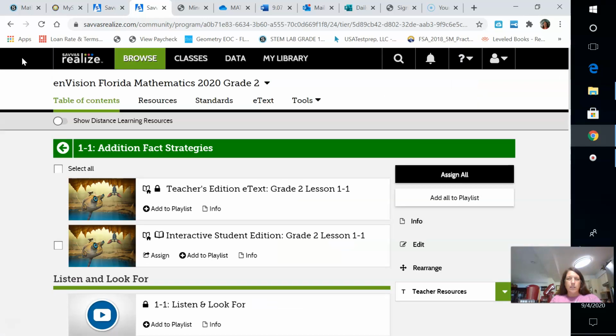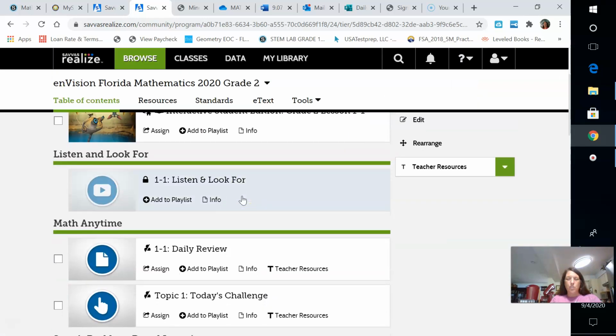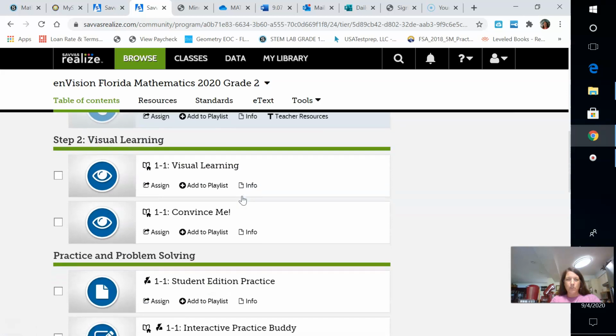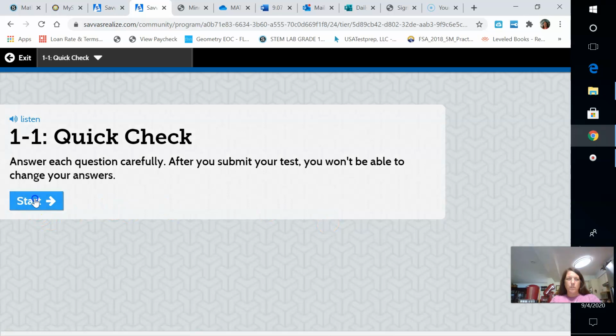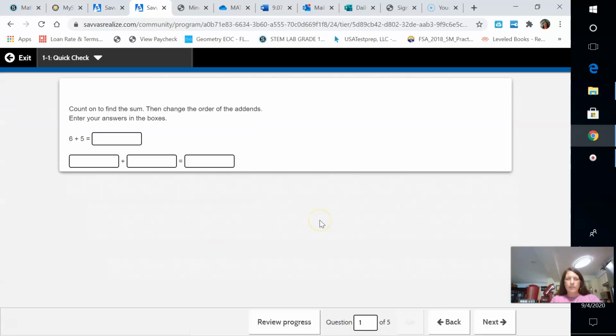When you're done with that, you're going to go into your Savvas and you're going to do the quick check, which will look something like, oh, let's see what we have to do here. Count on to find the sum, then change the order of the addends, enter your answers in the boxes. 6 plus 5 equals 11, and then you would switch it down here. 5 plus 6 equals 11. Okay, there's 5 questions in the quick check, and then you submit it and you are done.